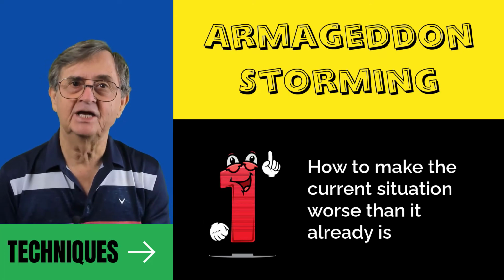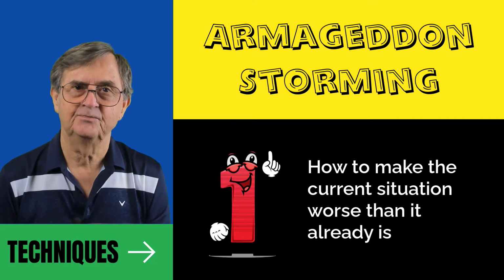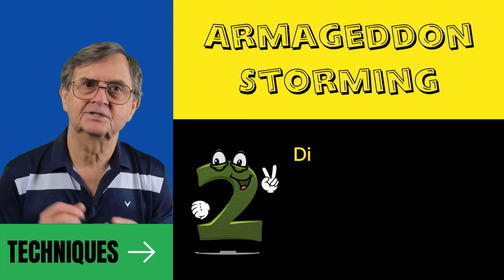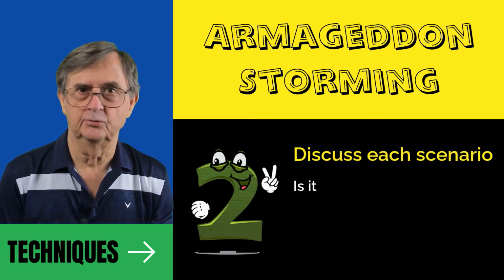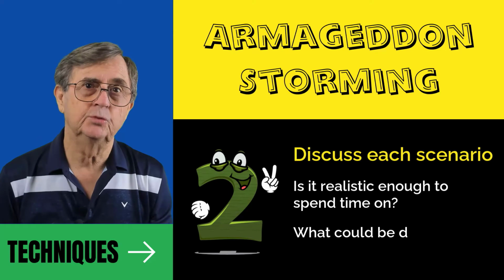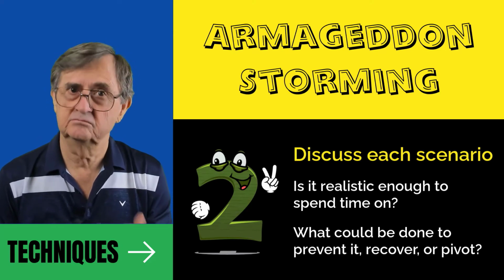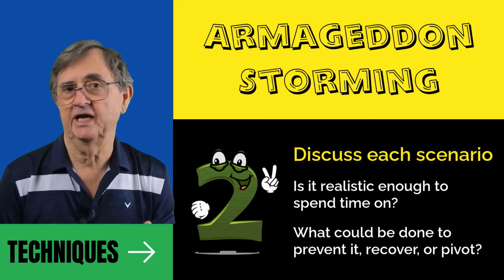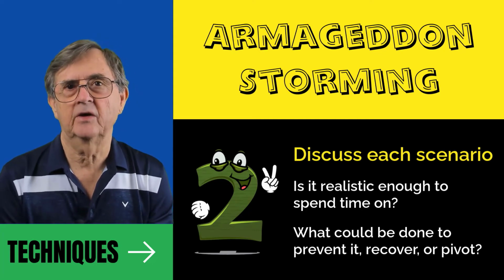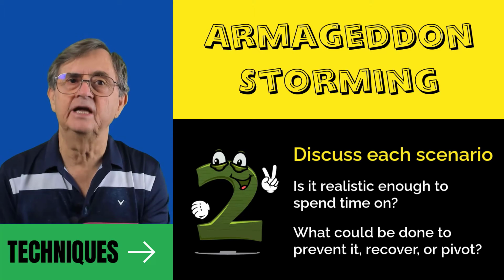I'm asking them to exaggerate the impact that the problem has. Turn the problem into a catastrophe. Second, discuss each scenario and try to determine, is it realistic enough to spend time on? What could we do to prevent, recover, or, if it happens, pivot if you can't recover? And you can then generate a ton of user stories, features, or requirements that eliminate or at least alleviate parts of the problem.